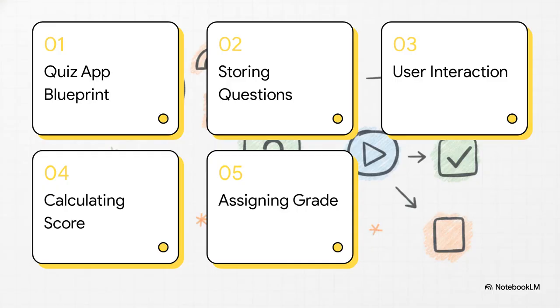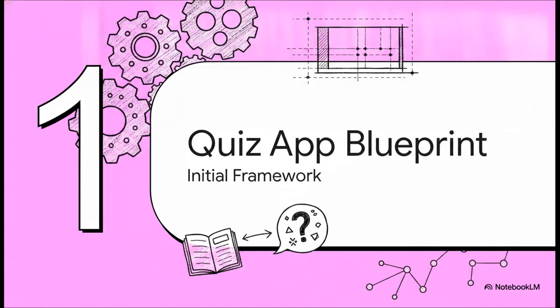All right, here's our roadmap for this explainer. We've got 5 distinct phases. First, the quiz app blueprint. Second, storing questions and answers. Third, powering user interaction. Fourth, calculating the final score. And finally, assigning the final grade. Let's get into it. Starting right off with Section 1, the quiz app blueprint.